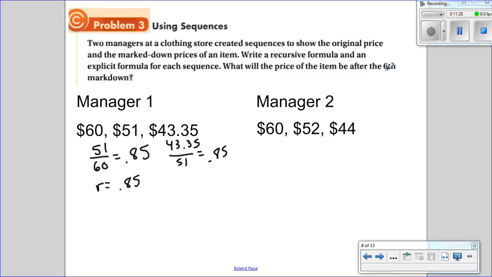Now, I want the sixth markdown in the line of markdowns. Yes, I could find the fourth and fifth and sixth, but I want the explicit formula because that'll help me find the sixth much easier. So that's A sub n equals the initial, which is 60, times 0.85 to the n minus 1. And now when I plug 6 in, I have 60 times 0.85 to the 6 minus 1, to the fifth.